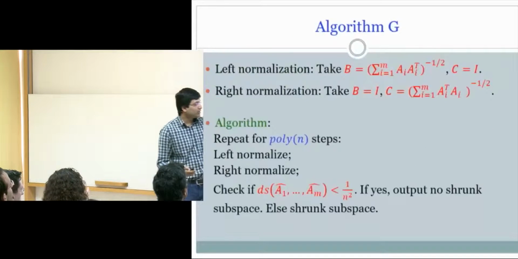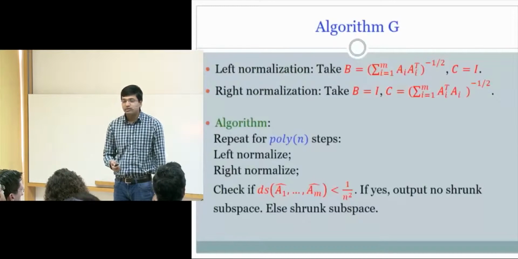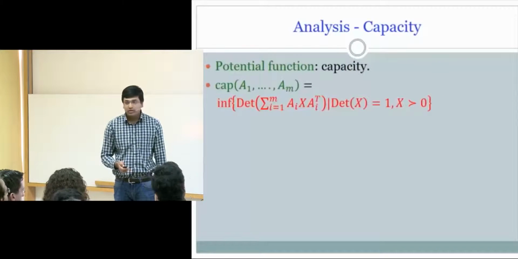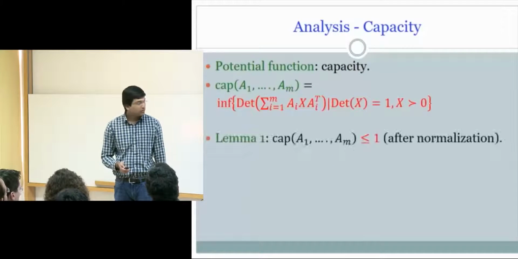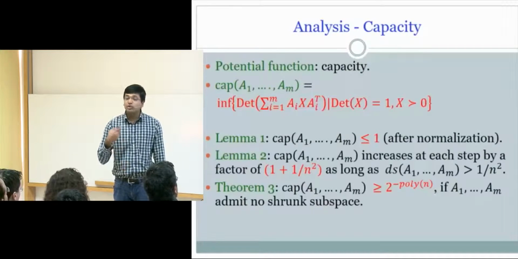In the end, you check whether this doubly stochastic measure is smaller than 1 over n squared. Okay, so you prove this theorem for the lower bound of the capacity, and you're using this degree bound. We're using the exponential degree bound.